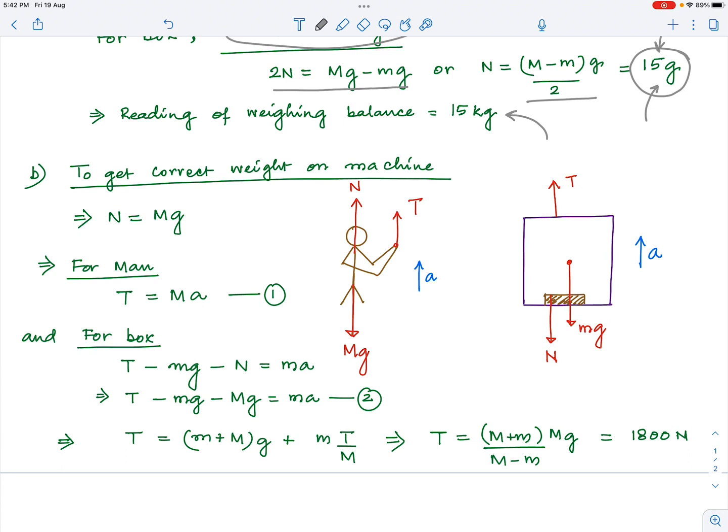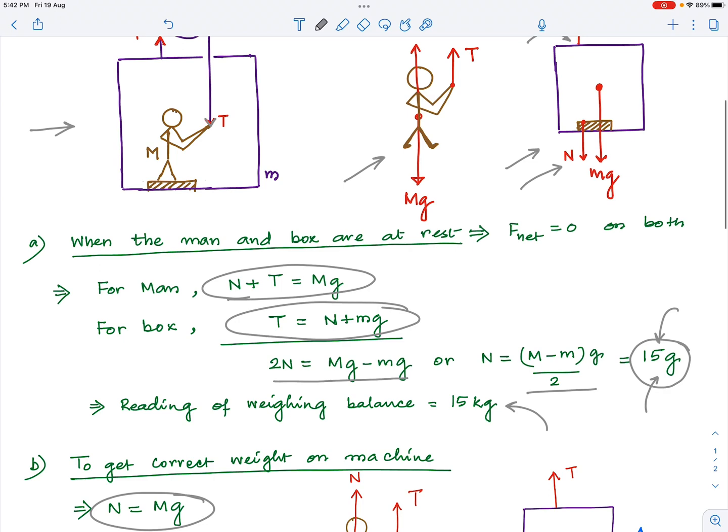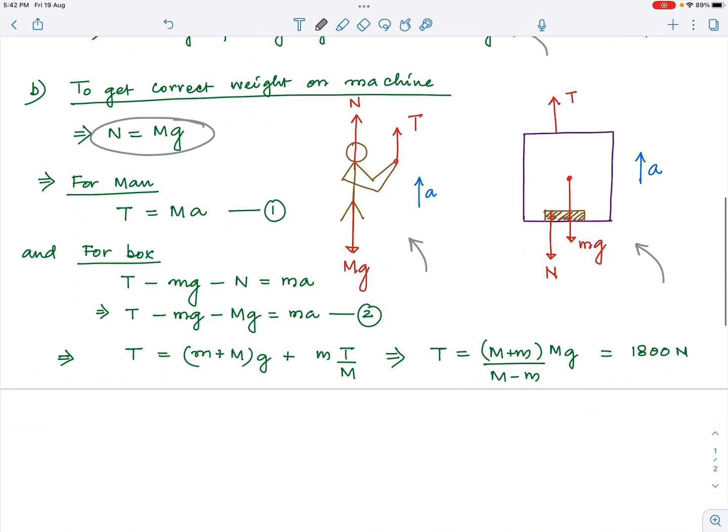So with that we come to the second part. To get the correct weight on the machine, the normal reaction exerted by the machine on the man should be equal to the weight of the man. And once again, when we draw the free body diagrams here, we have the same three forces on the man as well as on the box, with one major difference now. This time the system will not be at rest, it will not be in equilibrium, because the N value is different from what we had above.